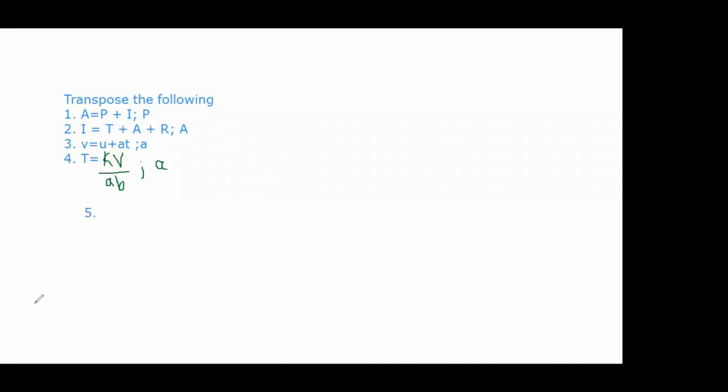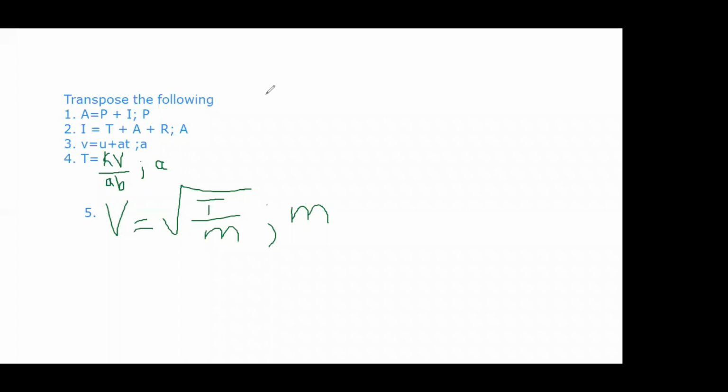Questions. Transpose the following. Number 1: A equals P plus I for P. Number 2: I equals T plus A plus R for A. Let me write this one with my pencil. All right, the last one is V is equal to square root of T over M, and you have to make M the subject. Those are your 5 questions.